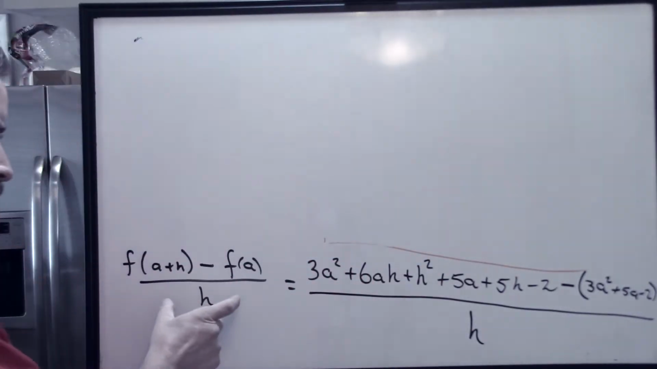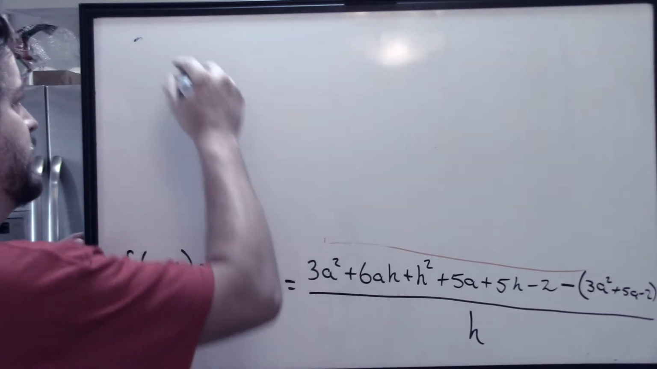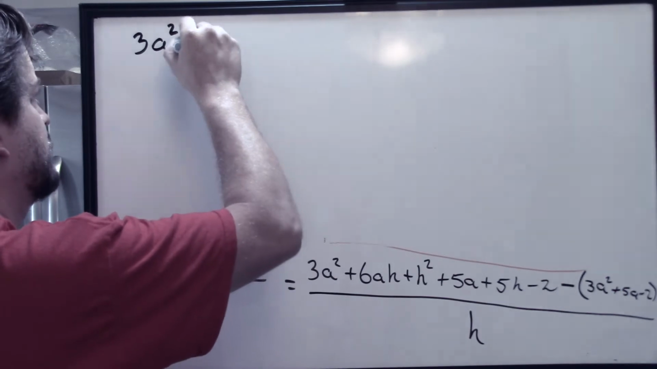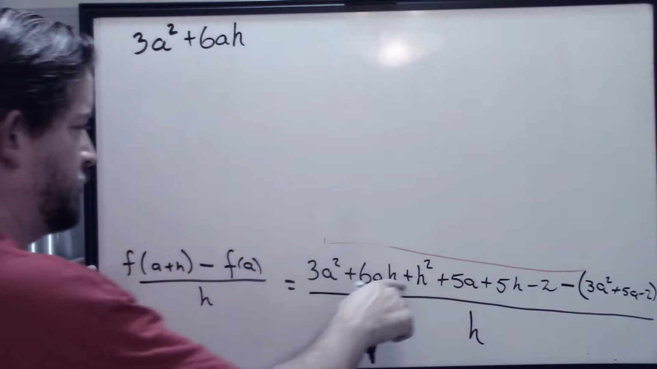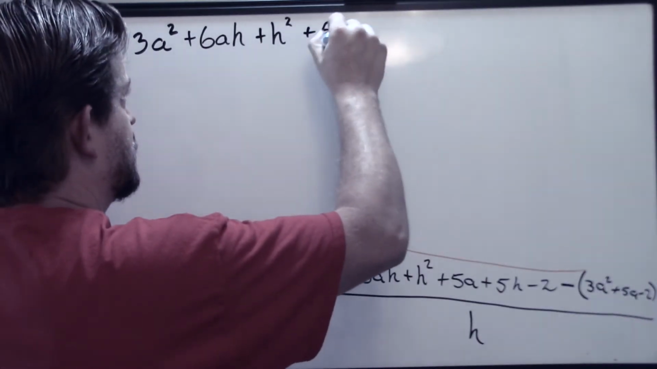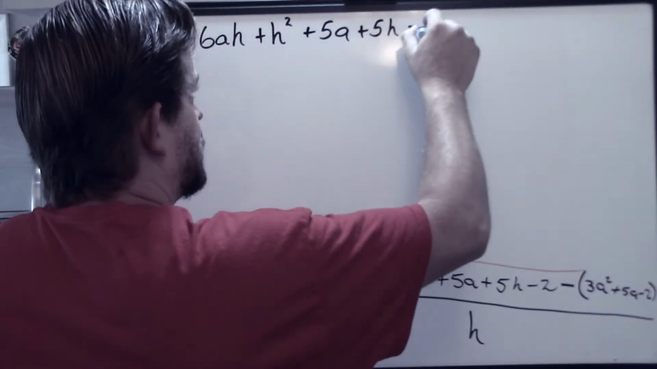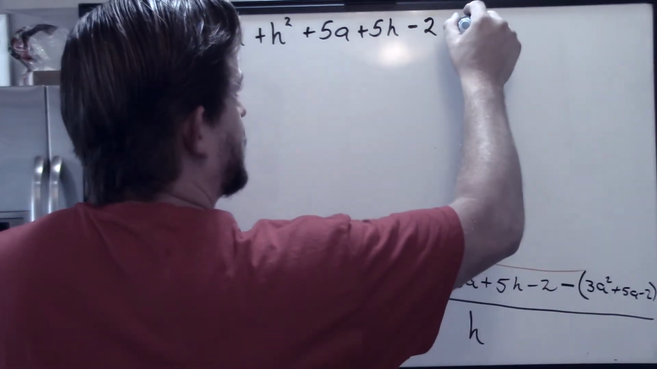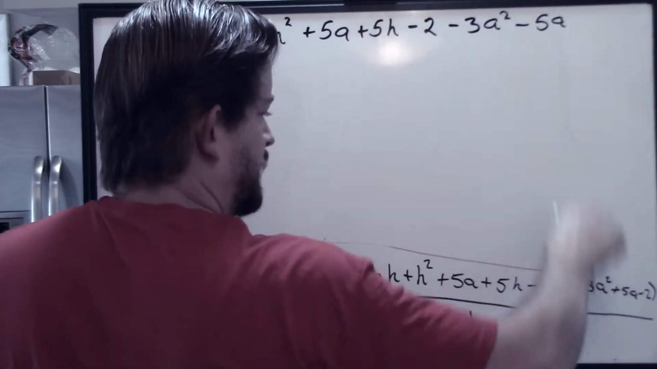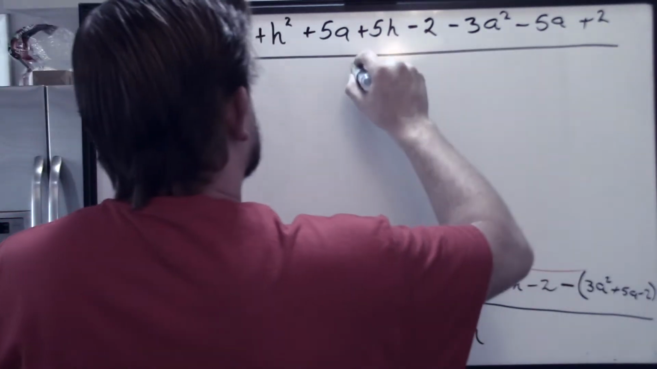Alright, so I'm not concerned with this left-hand side anymore, that's just the expression that gave us this. So this turns into 3a squared plus 6ah plus h squared plus 5a plus 5h minus 2, and then I'll distribute this so I get minus 3a squared minus 5a and then plus 2, and this is all over h still.